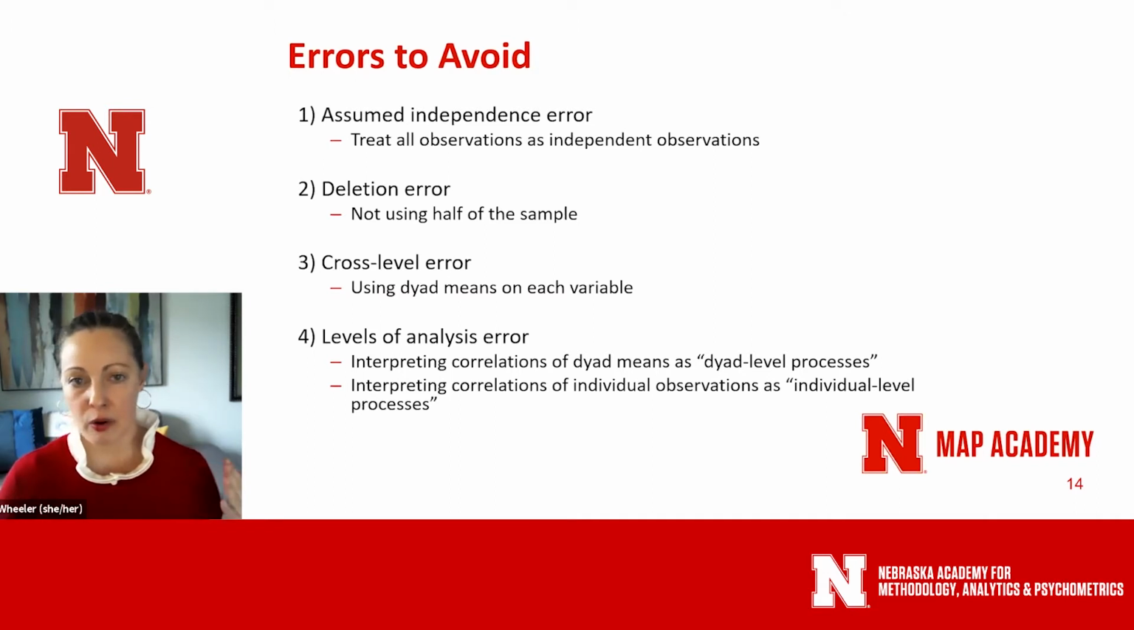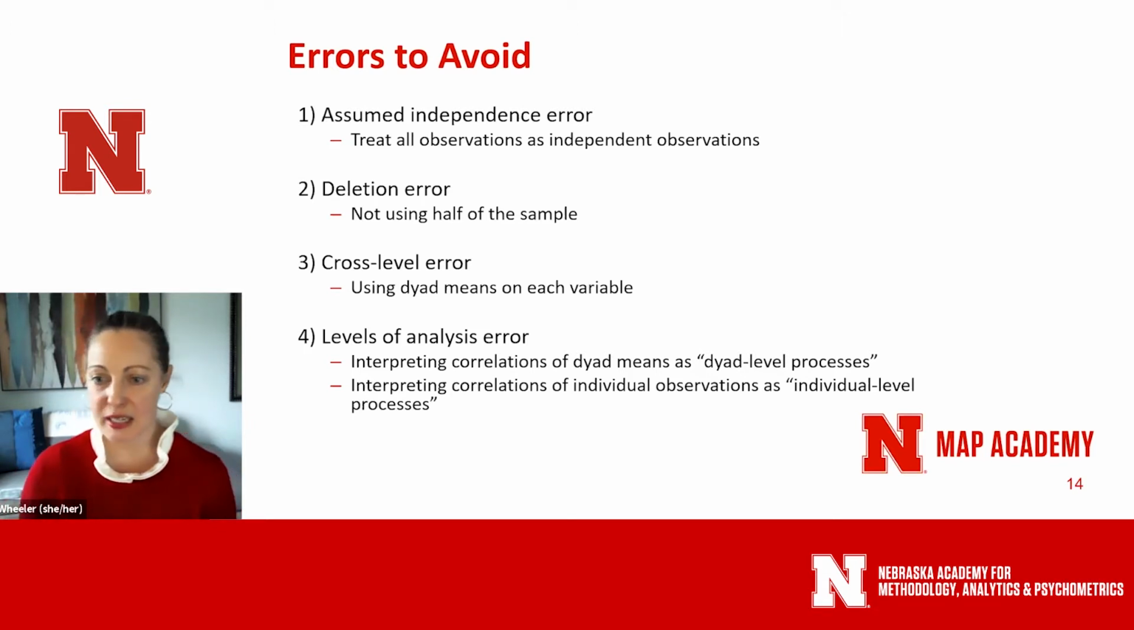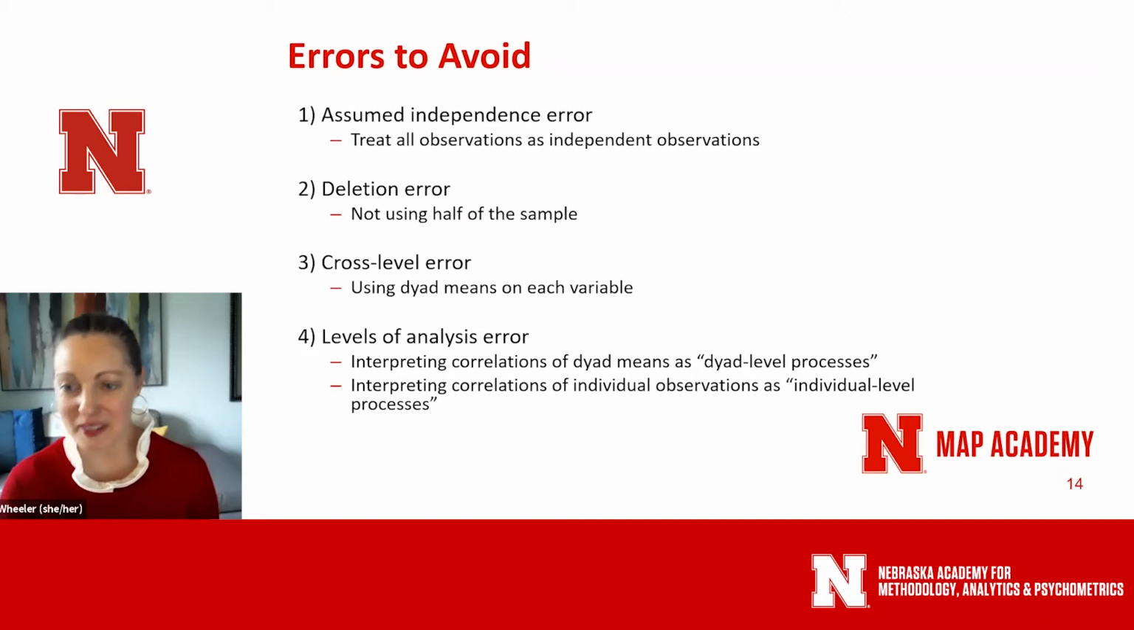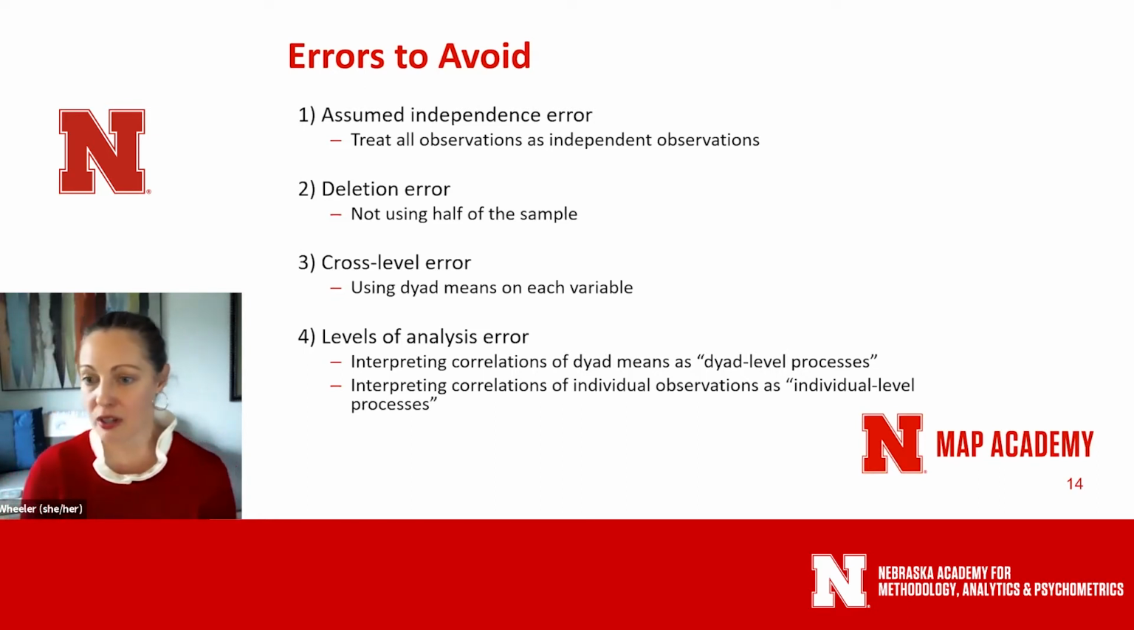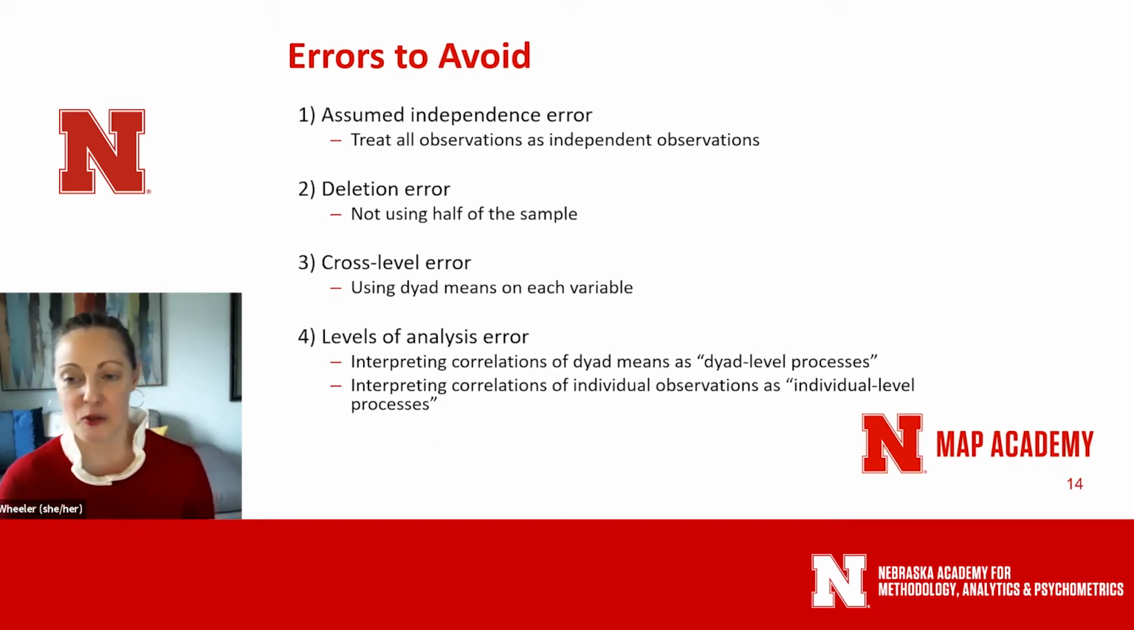So, as we're thinking about the dependent nature of dyadic data, scholars, of course, argue that we shouldn't make these four errors when working with dyadic data to answer relational questions, right? We can't assume that these units are independent. So meaning we just ignore that non-independence and treat all observations as if they were independent, right? We know that's all kinds of wrong.